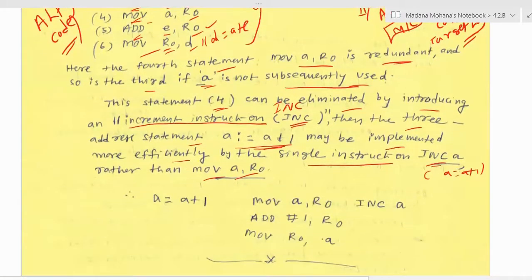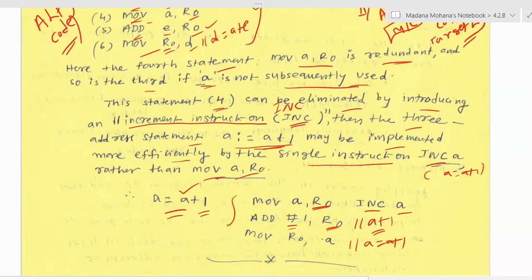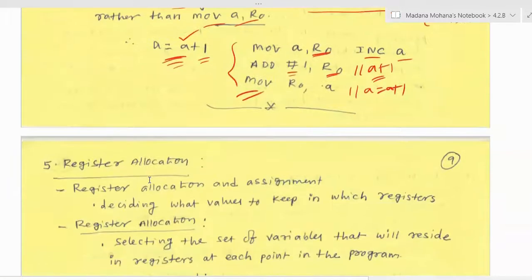Now let us see what that will be for A equal to A plus 1. First you have to move A to register R0. Then you have to add the constant one, using hash 1 comma R0. For that you are adding 1 to R0. Then you have to move this result, which contains A plus 1, to A. So move R0 comma A. Now A equal to A plus 1. So this is the modified code for A equal to A plus 1 using the single instruction INC.